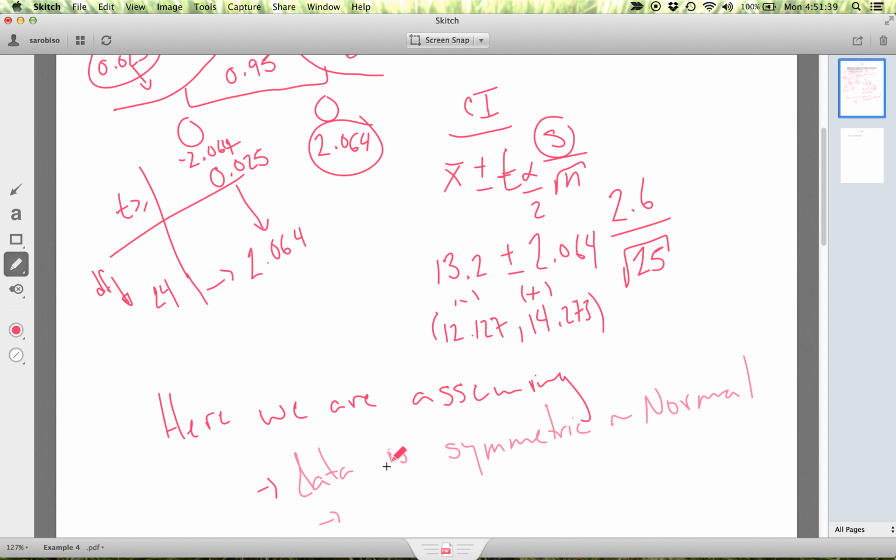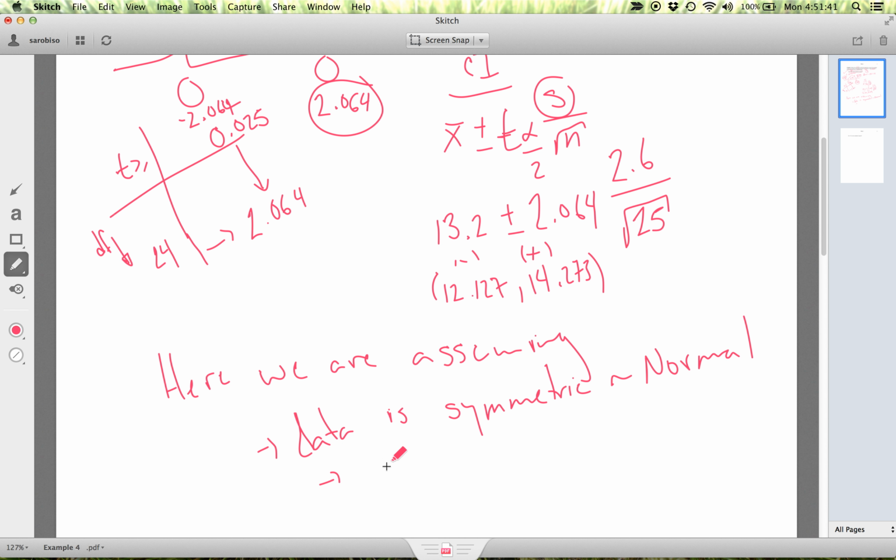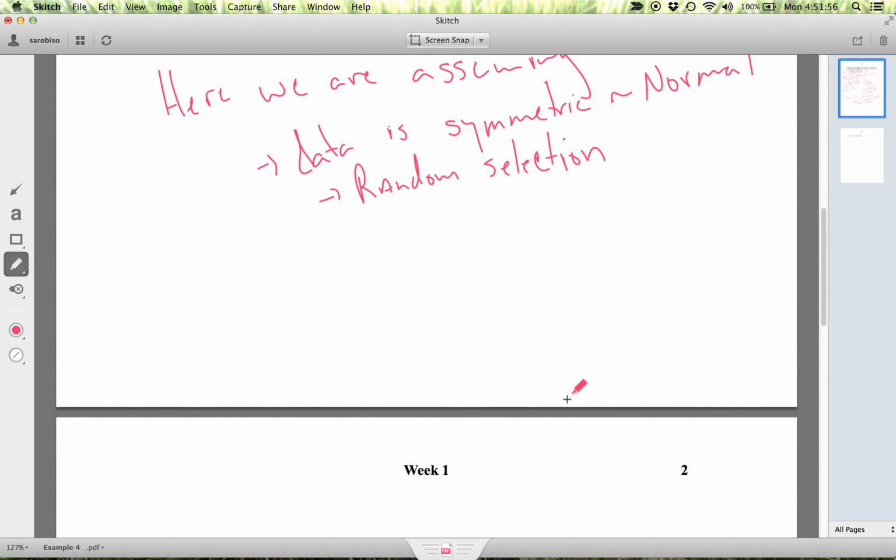I guess the other assumption that we might be making here is that this is only a valid sample if, of course, we've got random selection. Okay, so there are the assumptions that we're making.